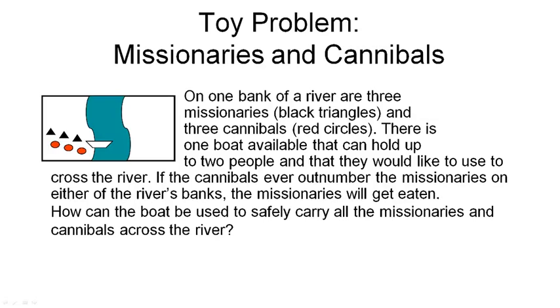Now, the problem is, if the cannibals ever outnumber the missionaries on either of the banks of the river, then the missionaries will get eaten by the cannibals, and we don't want that. So you can see in the initial state there's an equal number of missionaries and cannibals on one side and no missionaries and cannibals on the other side, so there's no problem. The planning problem now is to come up with a sequence of actions that carries all the missionaries and cannibals safely across the river to the other side.